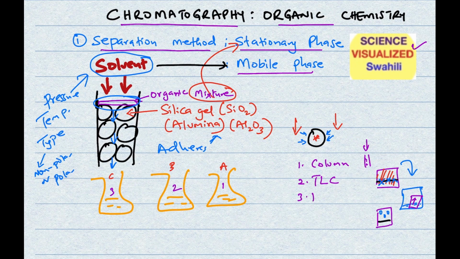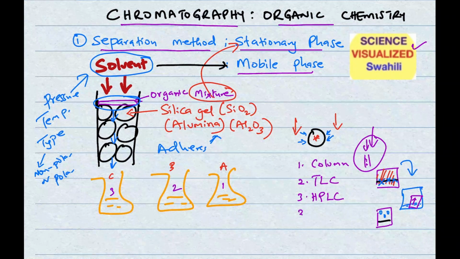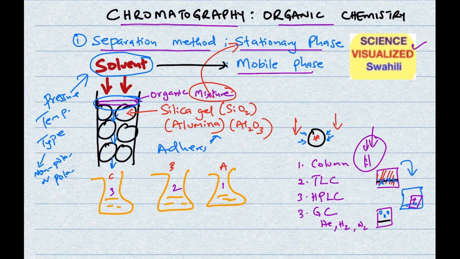Number 3, high pressure or high performance liquid chromatography. It's almost similar to column chromatography, but now you use high pressure to push the solvent through. Number 4, gas chromatography. Also has a column, but now you use gas, most of the times helium or hydrogen or nitrogen. There are many other types of chromatography, but this just gives an idea of chromatography as used in organic chemistry.